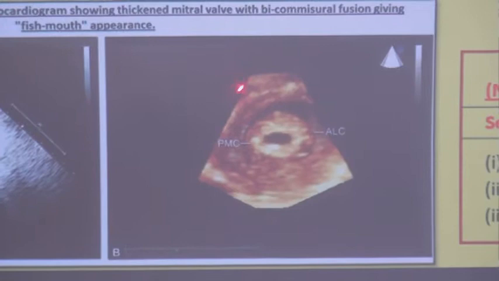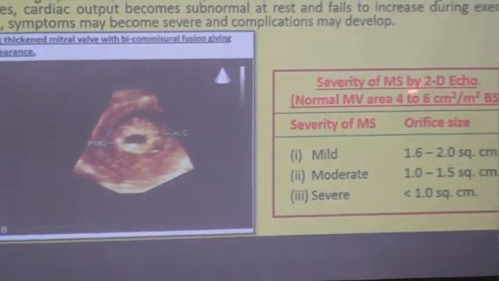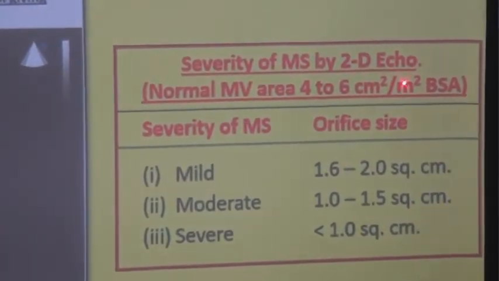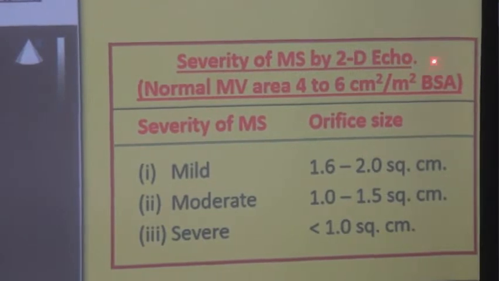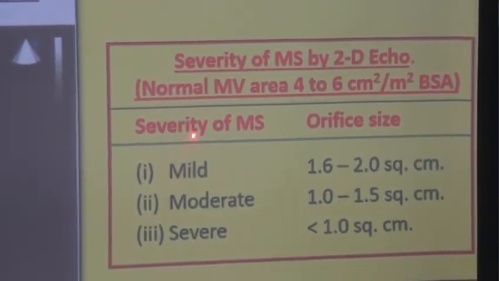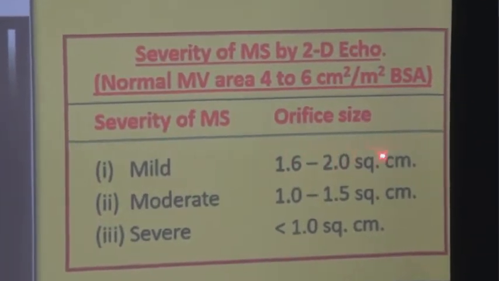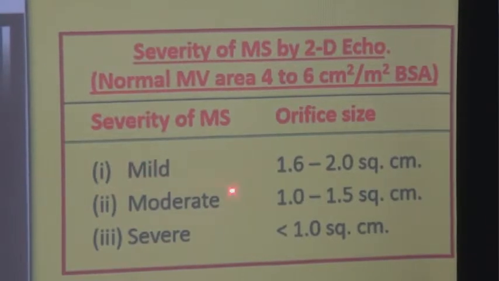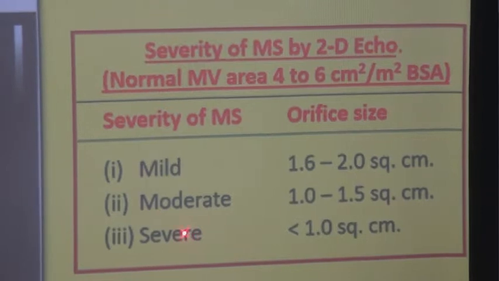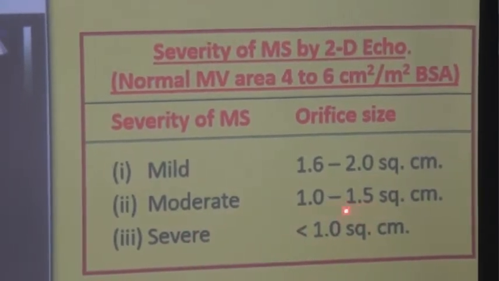Now we have to understand the severity of mitral stenosis by 2D echo. Normal mitral valve area is 4 to 6 centimeters square per meter square body surface area. Now regarding severity, if it is mild, the orifice is 1.6 to 2 square centimeter. If it is moderate, the orifice is 1 to 1.5 square centimeter. If it is severe stenosis, then it is less than 1 square centimeter.